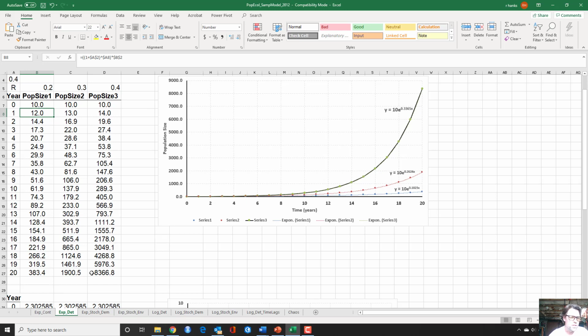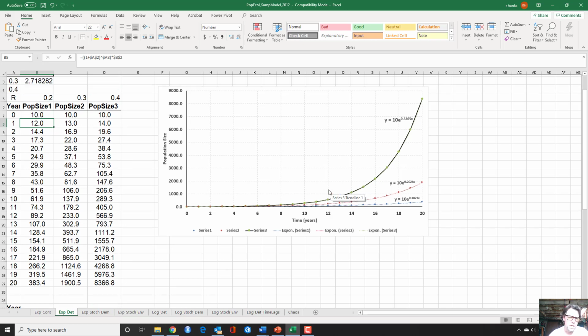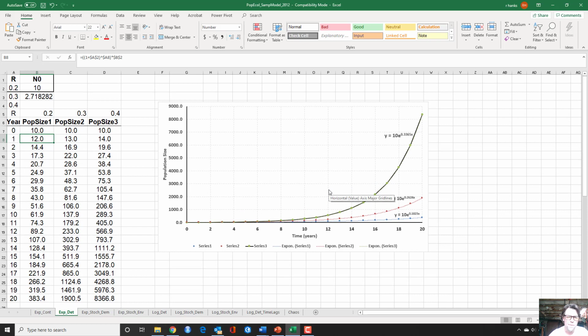Not as dramatic as in the last example, but remember that this is a model that looks at discrete time periods, whereas previously the mathematical formula or model was for continuous population growth. All right. So I'll share this with you. You can take a look at it. Let's take a look at some other examples real quick.